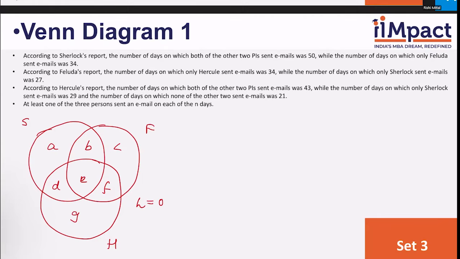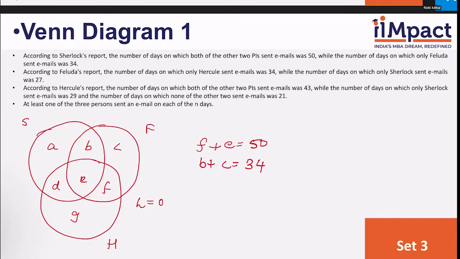Clue number 1 tells me, according to Sherlock's report, the number of days on which both the other two PIs sent an email was 50. Both the other two PIs. So it can be intersection of F and H, which is the small f. And it can also be all three because Sherlock is not including himself in this report. So F plus E is equal to 50. While the number of days on which only Feluda sent emails was 34. So again, similarly, B plus C becomes 34.